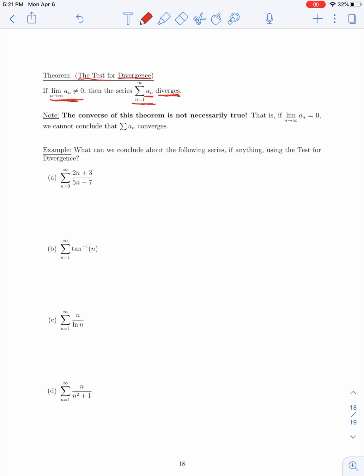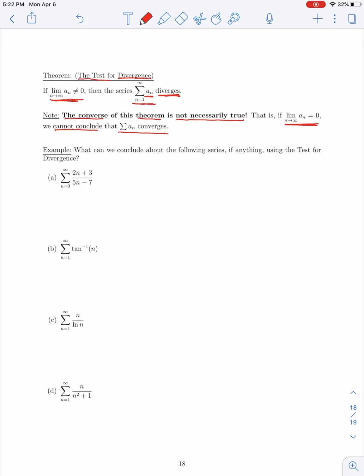Now, a word of warning about this result: something that students typically try to do is apply the converse of this theorem, which is not true. The converse of this theorem is not necessarily true. What I mean by that is just because the limiting value of this a sub n term is 0, that does not necessarily mean that the series a sub n converges.